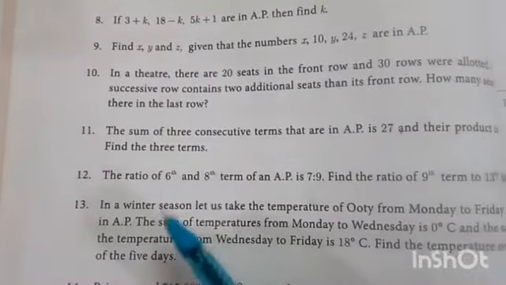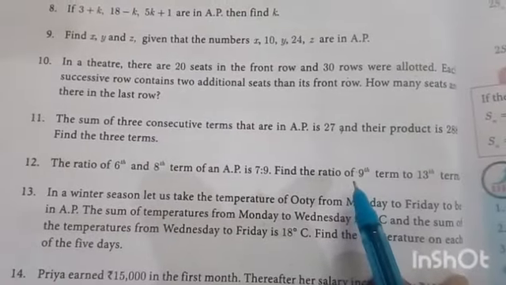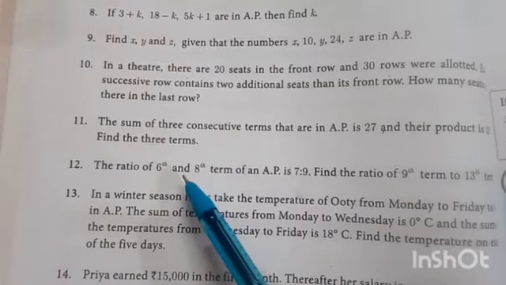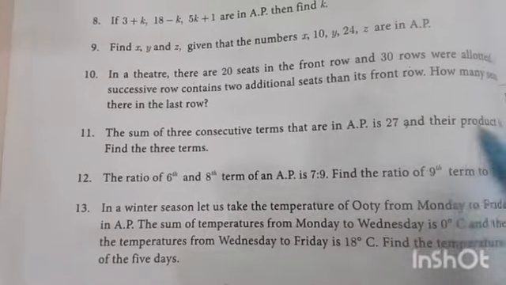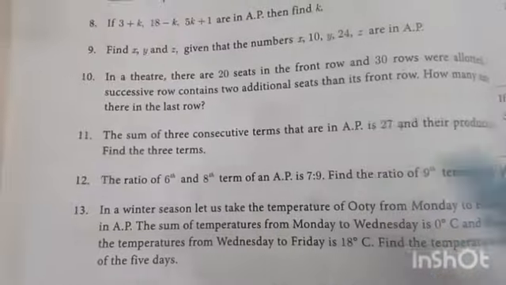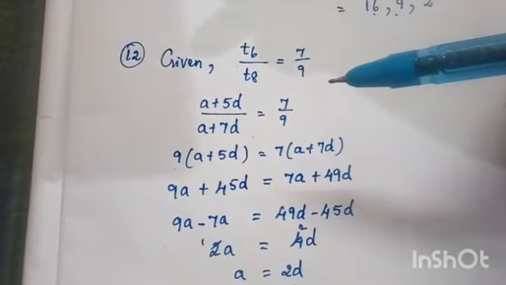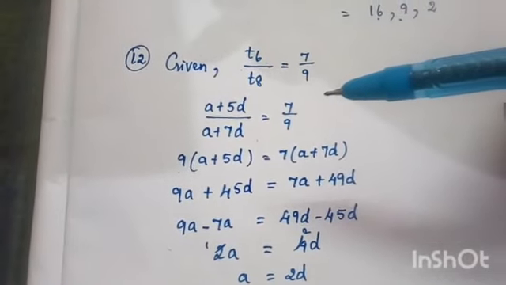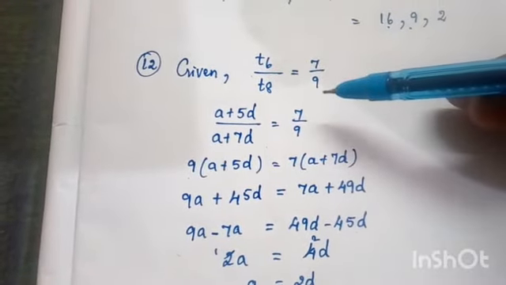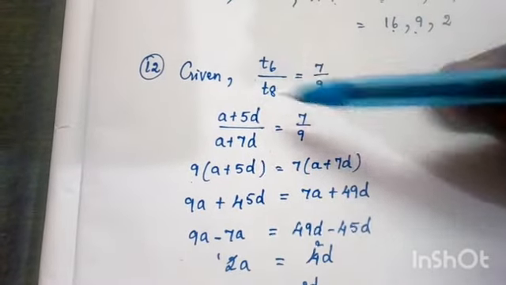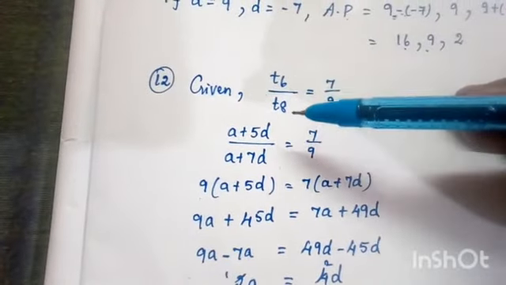Twelfth question. The ratio of 6th and 8th term of AP is 7:9. Find the ratio of 9th term to 13th term. Using the ratio of 6th term and 8th term of AP, 7:9, we have to find the ratio of 9th term to 13th term. Students, about ratio, A is to B is written as A by B. It is a general form, a fraction form. In the question, the ratio of 6th term to 8th term is 7:9, so that is written in fraction form.